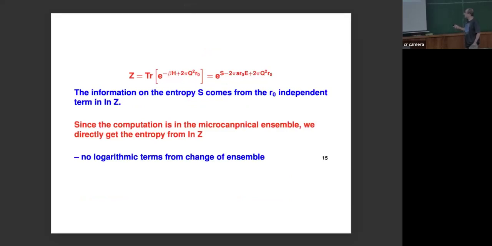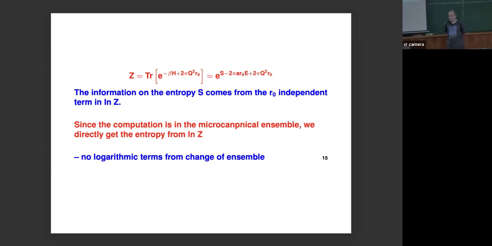So Z then becomes the exponential of the entropy. Entropy is the degeneracy of the ground state, so this trace is taken over all states. It becomes exponential of the entropy, and then these terms that are linear in r naught. From this formula, we see that the information on the entropy basically comes from the r naught independent part in log Z. So you calculate Z using the gravitational path integral on AdS2 times S2, take the log of that, and then the entropy comes from the r naught independent part of that. r naught is a cutoff. We just put some arbitrary cutoff on AdS.